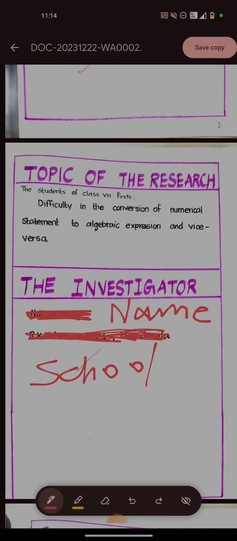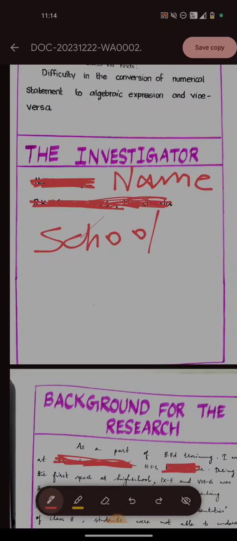Next is the topic of the research. Difficulty in the conversion of numerical statements to algebraic expressions is the topic selected here, of class 8 mathematics. Like that, in each subject there will be some kind of difficulties faced in the classroom. That is the topic of the research. Next, the details of the investigator are given, like the name of the student teacher and the school where he or she is doing the internship.